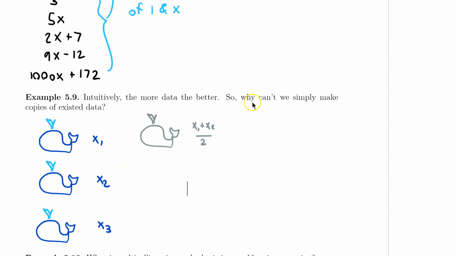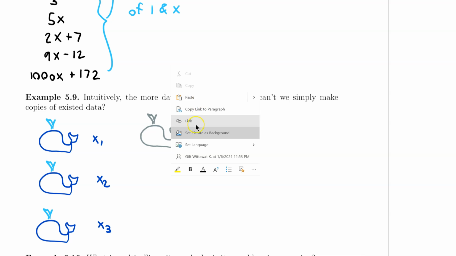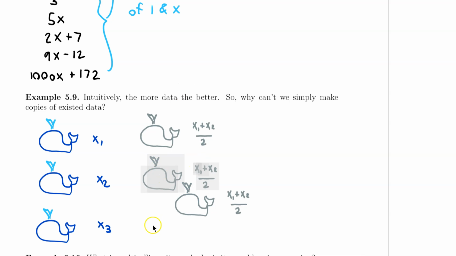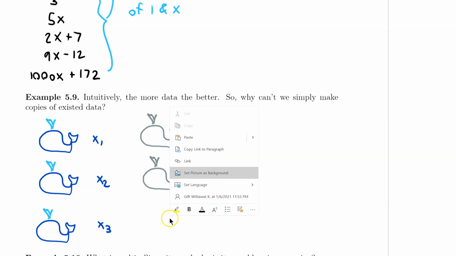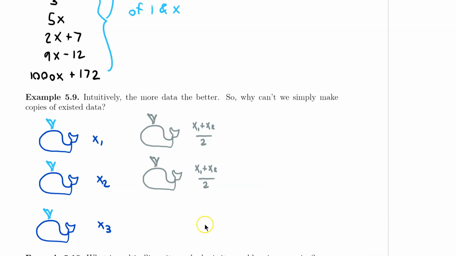And I can also do the same thing with x2 and x3, because why not? And I can also do the same thing with x3 and x1. So let me just keep pasting. Here I just keep copying my new data. This one is going to be x2 plus x3, and this one is x3 plus x1. So I make up these three new data.